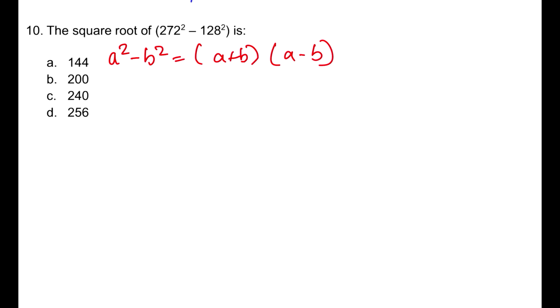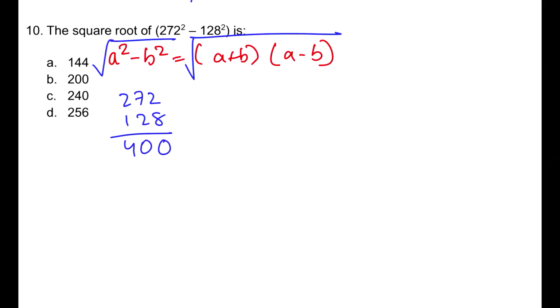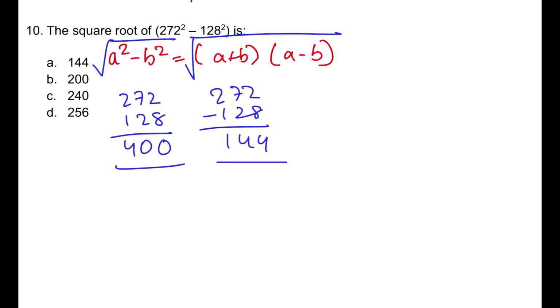It is so common that everyone knows it, okay. What do we do here? We know that we need its square root, so we will take the square root. a plus b is 272 plus 128, which is going to give me 400, and 272 minus 128 is going to give me 144. So both of these are square numbers. If you look carefully, 400 is a square number and 144 is also a square number. 400 is the square of 20, and 12 squared is 144.